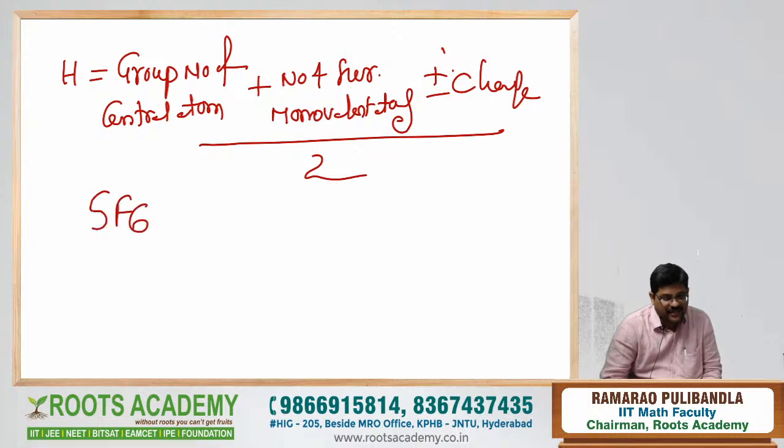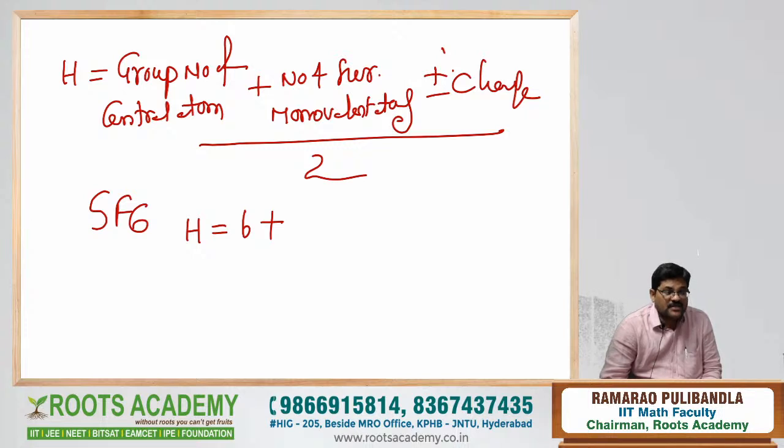SF6 molecule is taken. Tell me what molecule is taken? SF6 molecule. In the SF6 molecule, the central atom is what? The central atom is sulfur. Therefore, the hybridization H is equal to, see, here sulfur belongs to the sixth group. That's why you write 6. The group number is 6.